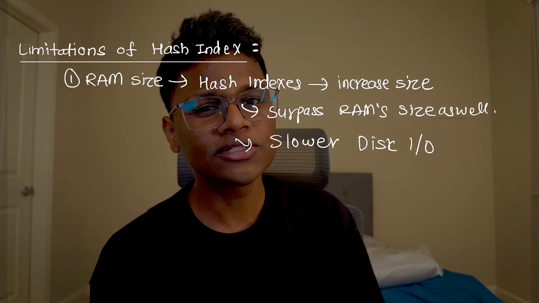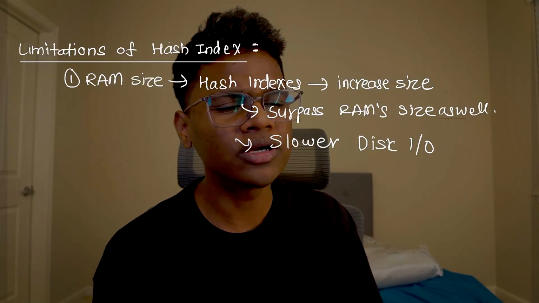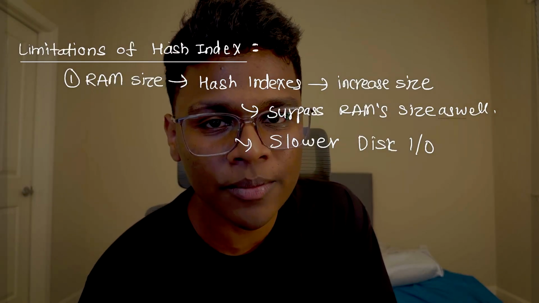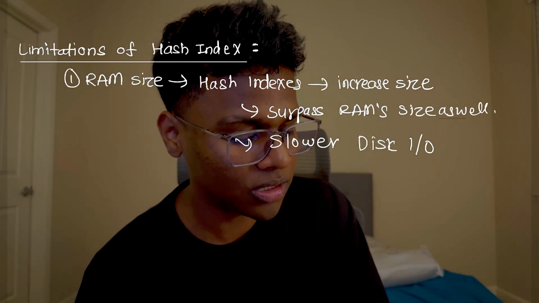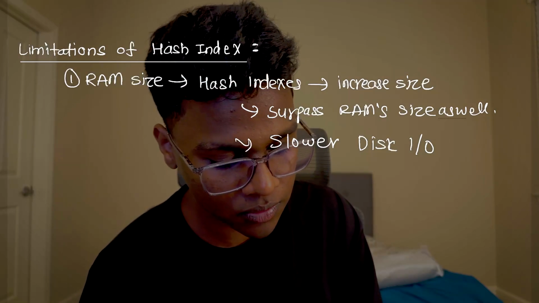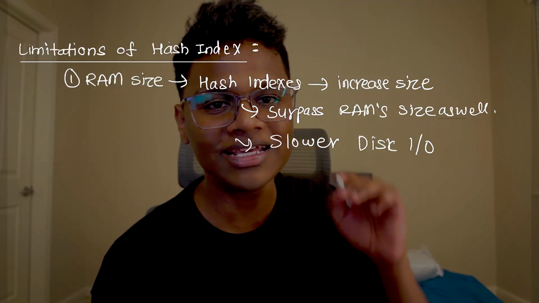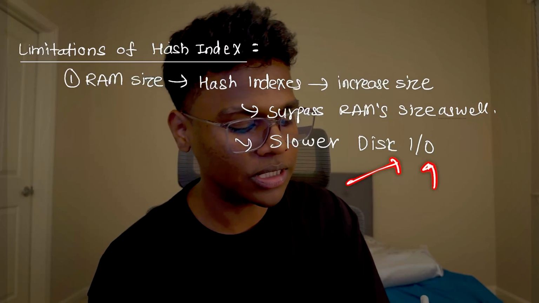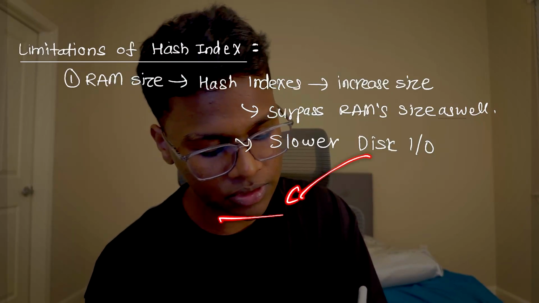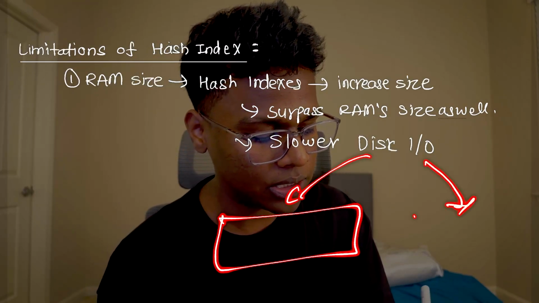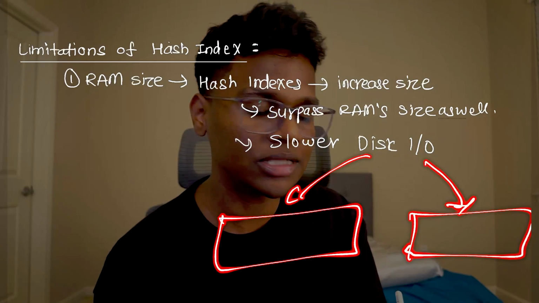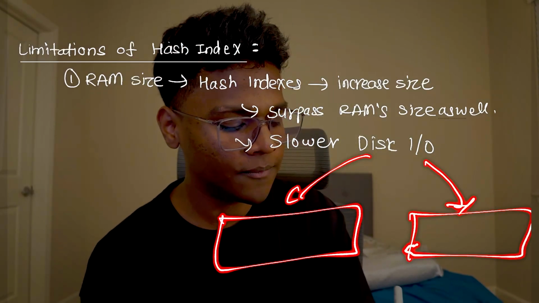Everyone talks about disk IO, but what exactly is disk IO? I'm a newbie, tell me about this disk IO. Disk IO is nothing but disk input and disk output, which is writing to the disk and reading out of the disk. That is disk IO. Simple as that.